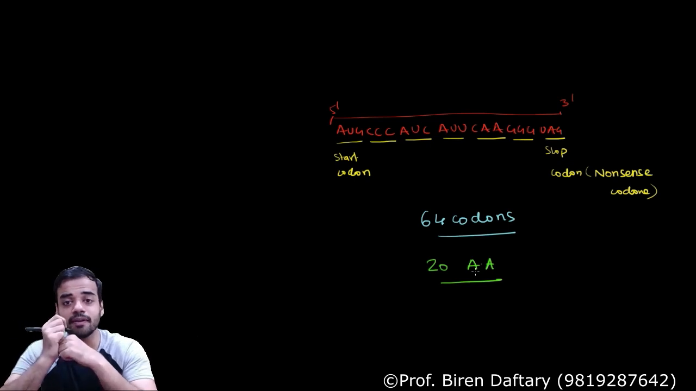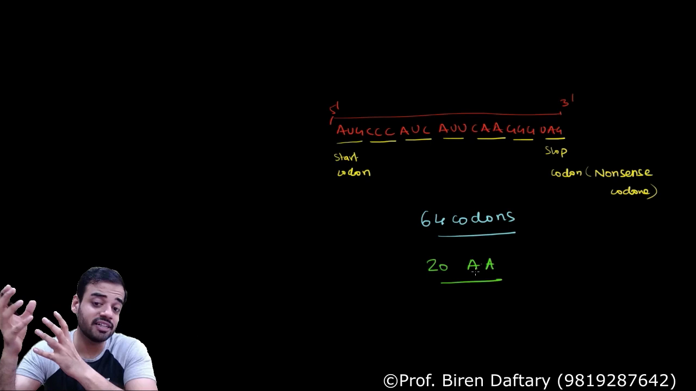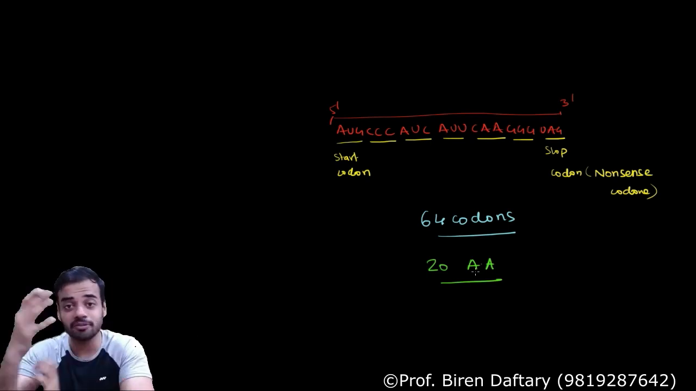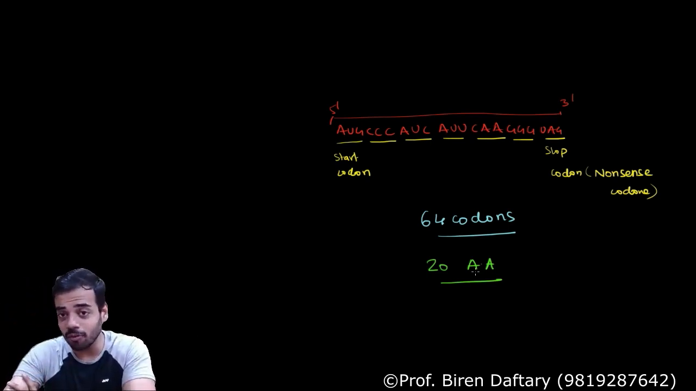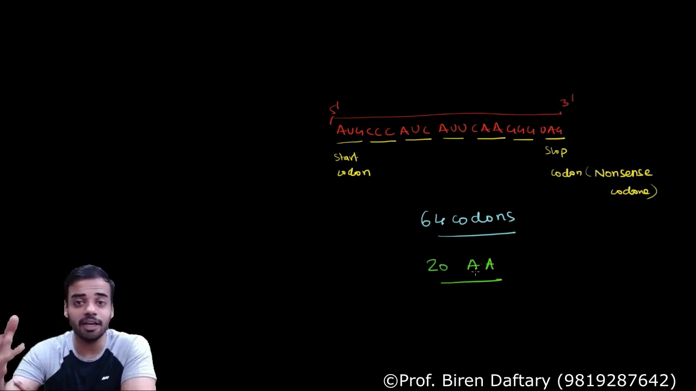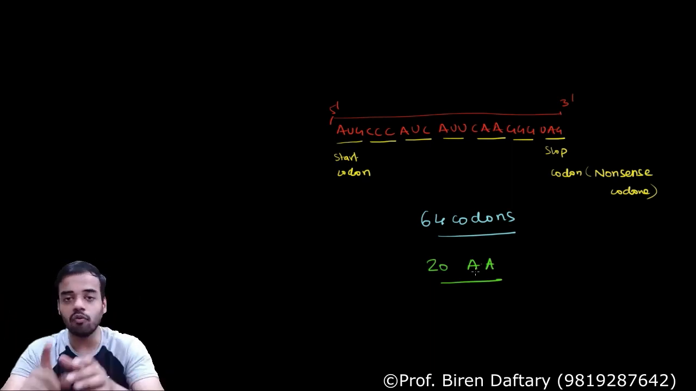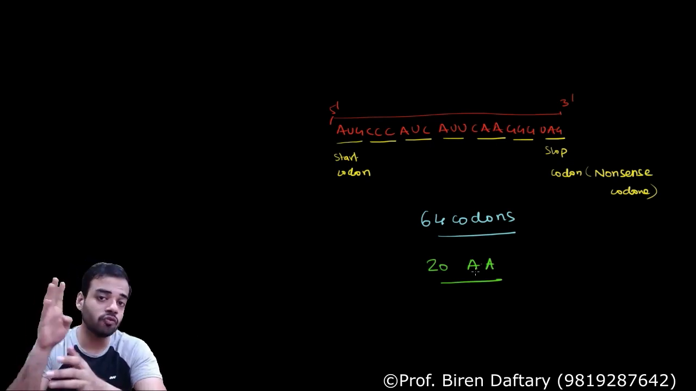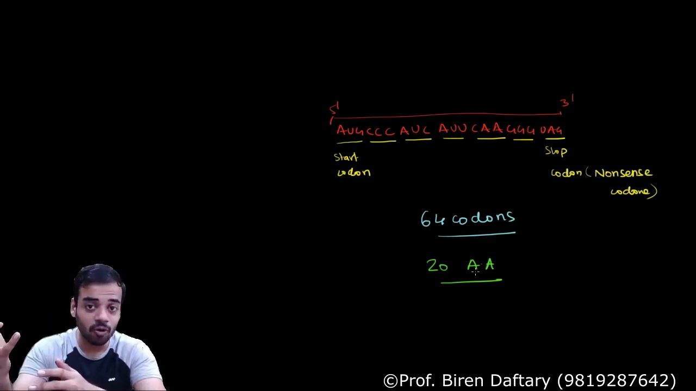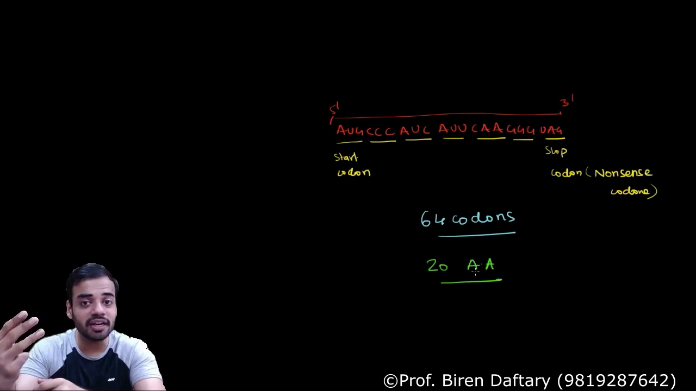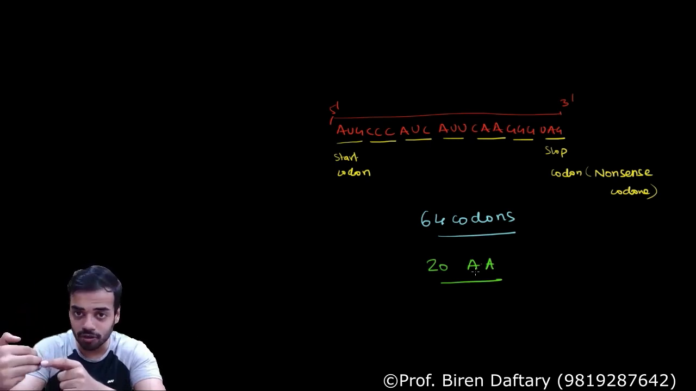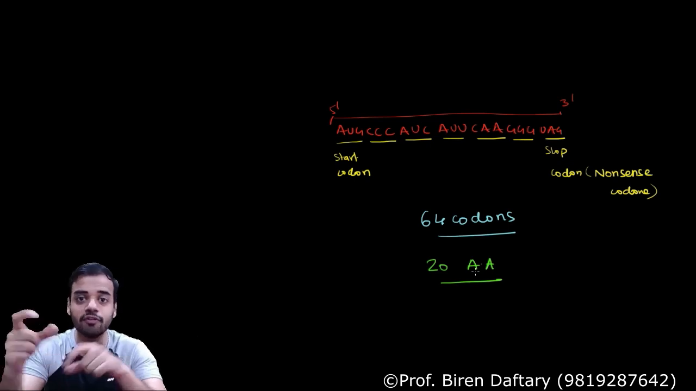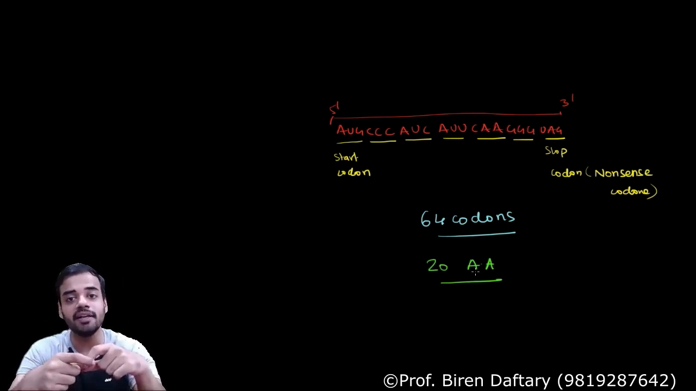So now tell me, how do 20 amino acids require 64 codons? Can you explain the degeneracy part? The wobble hypothesis which is there, what does wobble hypothesis say? Wobble hypothesis says that one tRNA can bind to 4 codons. How? Because the third nucleotide, even if it is not complementary to the third nucleotide of the codon, still the first 2 nucleotides will be complementary.